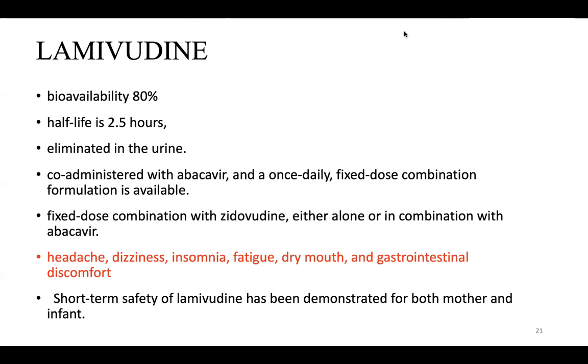Potential side effects are dizziness, headache, insomnia, dry mouth, fatigue, and gastrointestinal discomfort. They are typically mild and infrequent. Short-term safety of lamivudine has been demonstrated for both mother and infant.